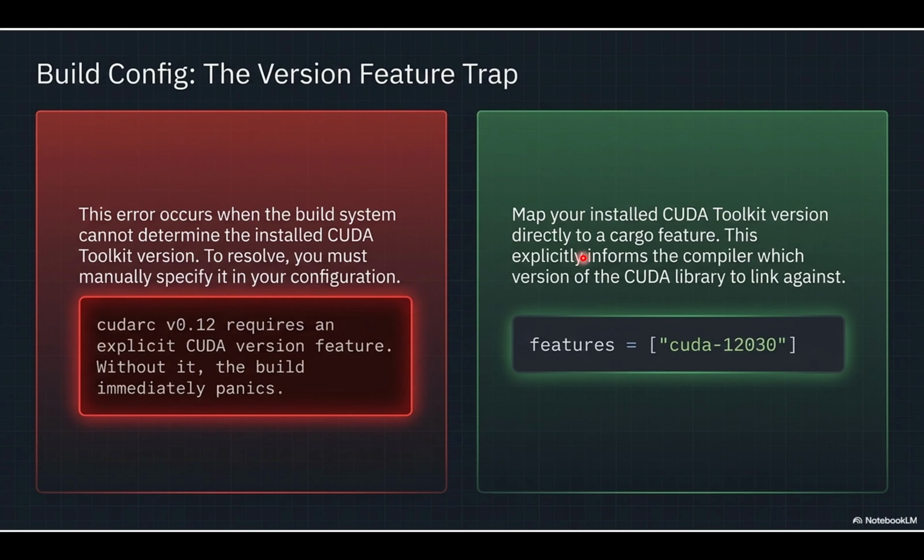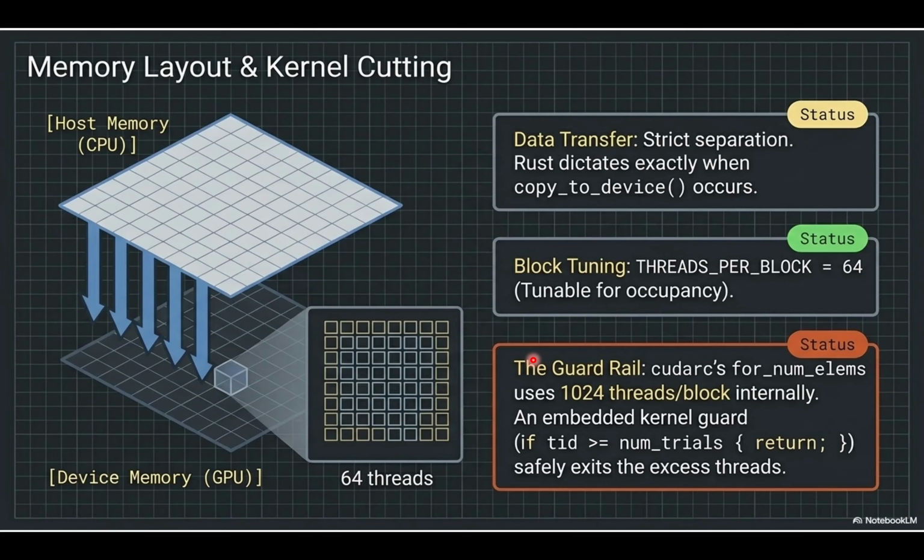Yes. If your machine has CUDA version 12.3 installed, you must explicitly declare the feature flag cuda-12030 in your Cargo file. And if you just type cuda-12, or if you forget the flag entirely, the compiler actively panics and halts the build. It enforces absolute precision. It demands to know the exact architectural target before it will output a single line of binary. Wow. It's compile time safety really showing its teeth. It's forcing you to map the environment perfectly.